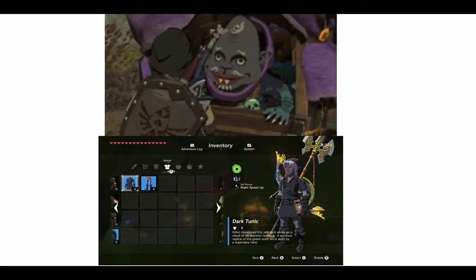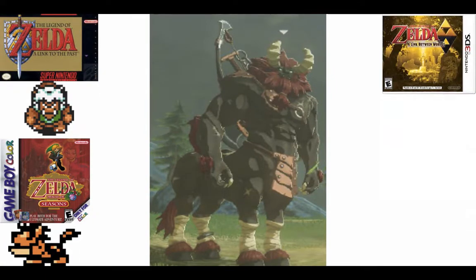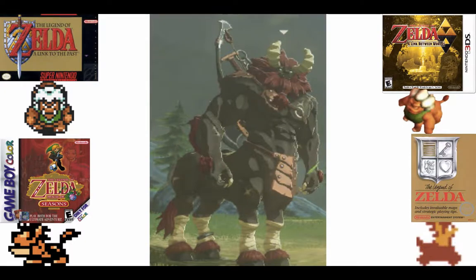And then another thing is the Lynel that has appeared in A Link to the Past, Oracle of Seasons, A Link Between Worlds, and even the original Legend of Zelda. MatPat, aka the Game Theorist, has explained this, and the Lynels have only appeared in the Downfall timeline and nowhere near the Unified timeline. So that's why some people think it is in the Downfall timeline, but there is a huge flaw in this.